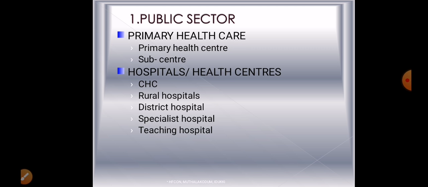We have seen that in the public sector we have the periphery areas where primary health care is provided, that is the subcenter and the PHC. Then we have the secondary cadres like CHC, rural hospitals, district hospitals. Then we have the tertiary centers like specialized hospitals or medical colleges. So these all are included in the public sector.